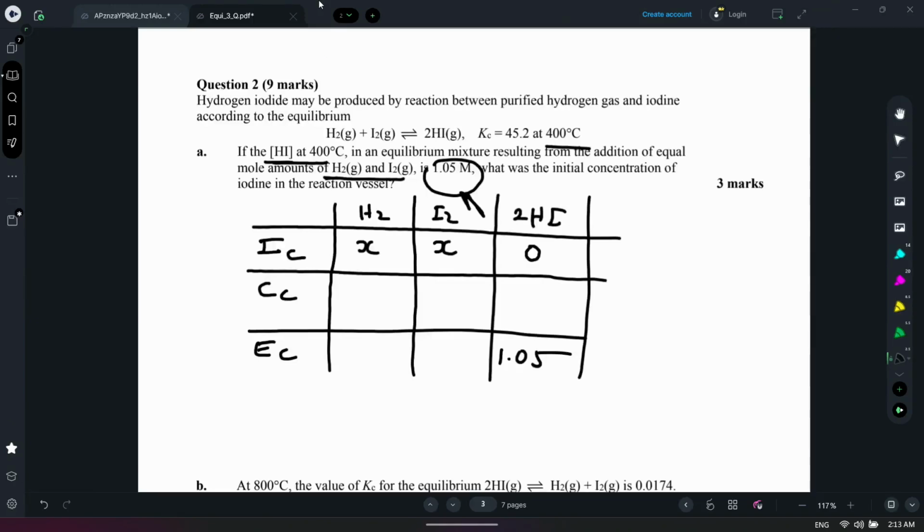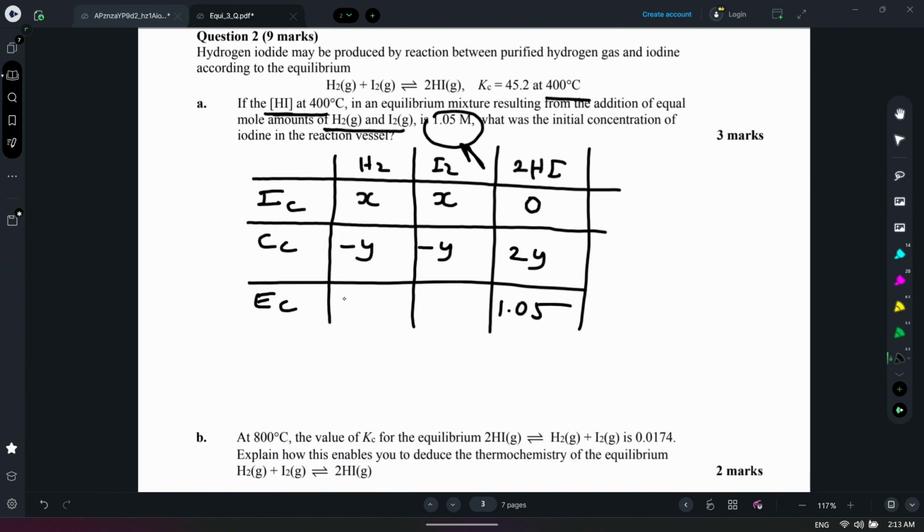Now, okay. Then again, let's say a y amount of H2 and I2 has reacted, or y amount of the number of moles. Okay, let's say concentration change. The concentration change of H2 is y. So minus y, this is minus y, then this is 2y, isn't it? So the equilibrium amount is what? X minus y, X minus y. Now that's all we can use in the ICE table.